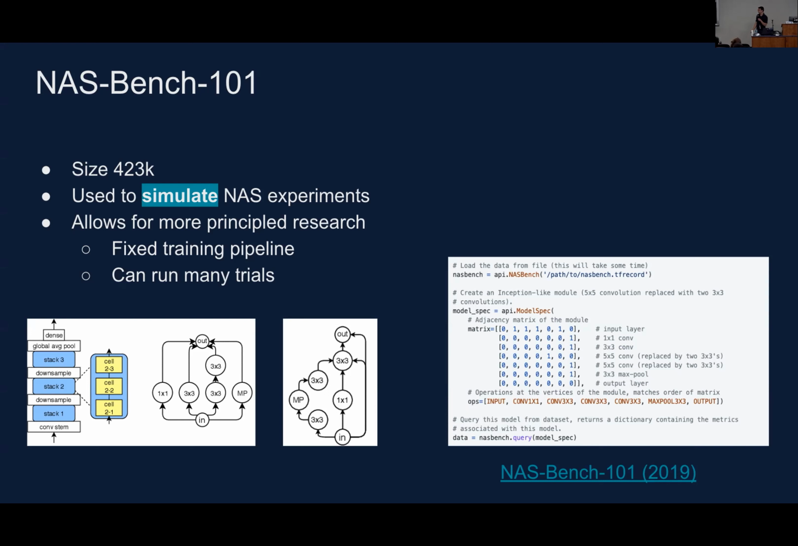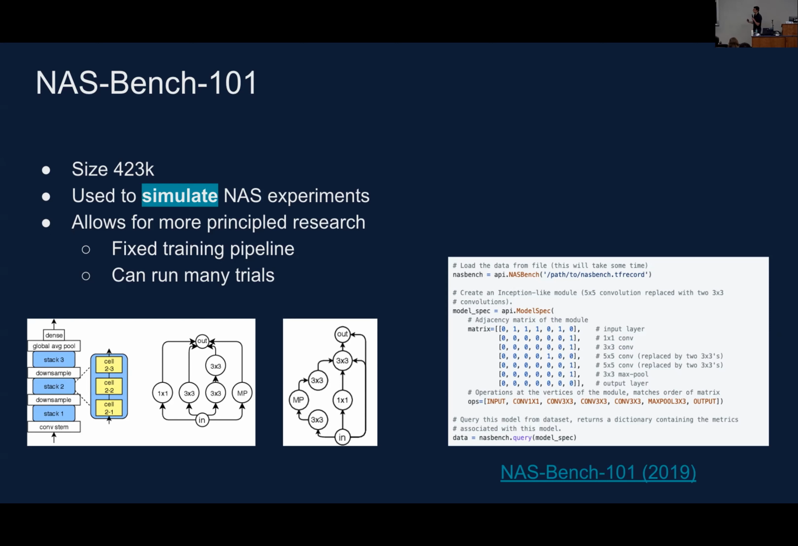So the answer was to release tabular NAS benchmarks. This was the team at Freiburg and Google. What they did is define a medium-sized search space of size 400,000, and then evaluated every single architecture in the search space 3 times each, and then saved the final accuracies in a lookup table. So now we have this lookup table of all the accuracies.